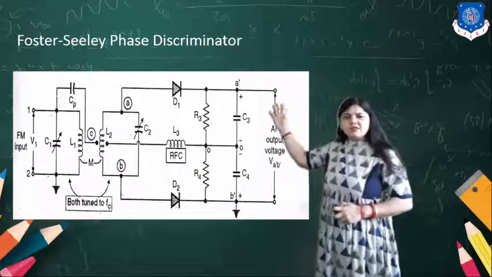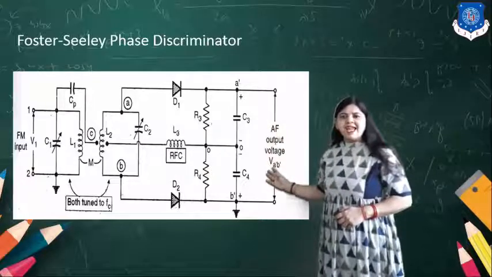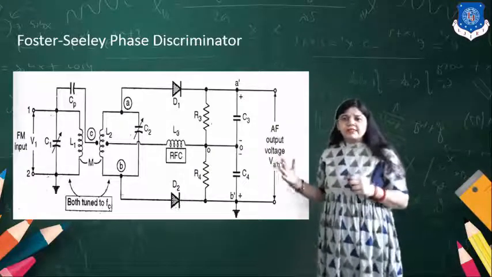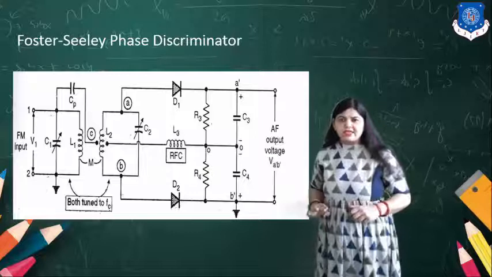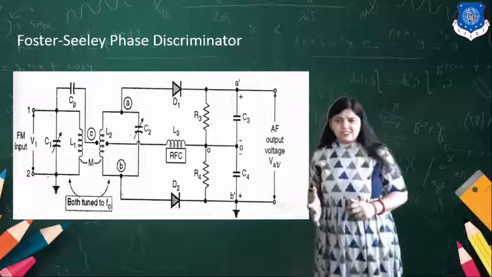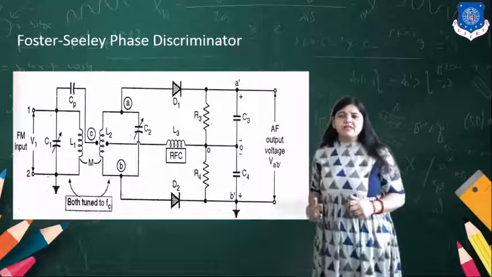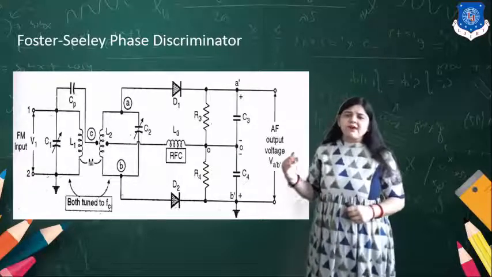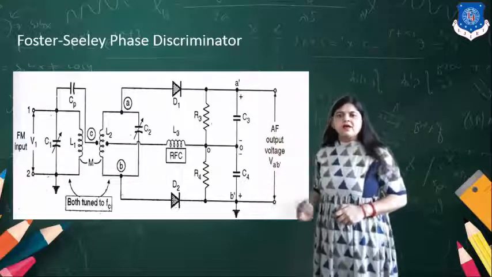The upper half is the balanced slope detector which we studied earlier, and the lower half is again a balanced slope detector. Here the transformer is connected with the primary winding and the secondary winding, L1 and L2, and both are tuned at the center frequency fc. The secondary is connected with a center tap and divided into two parts, the A and B portions that you can see in the diagram.